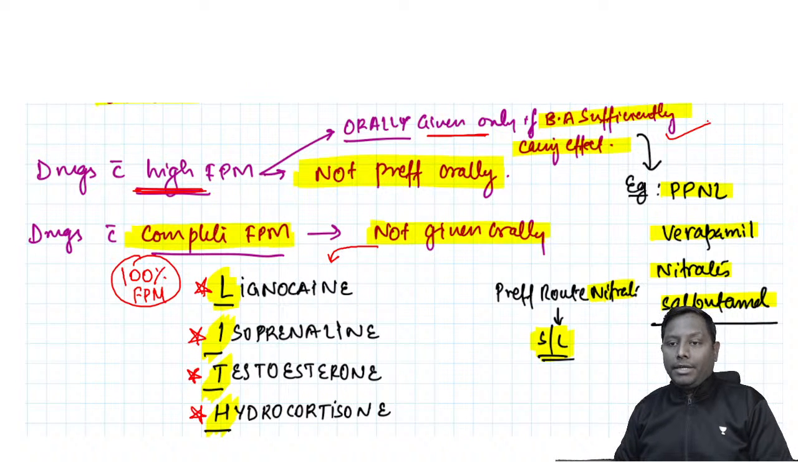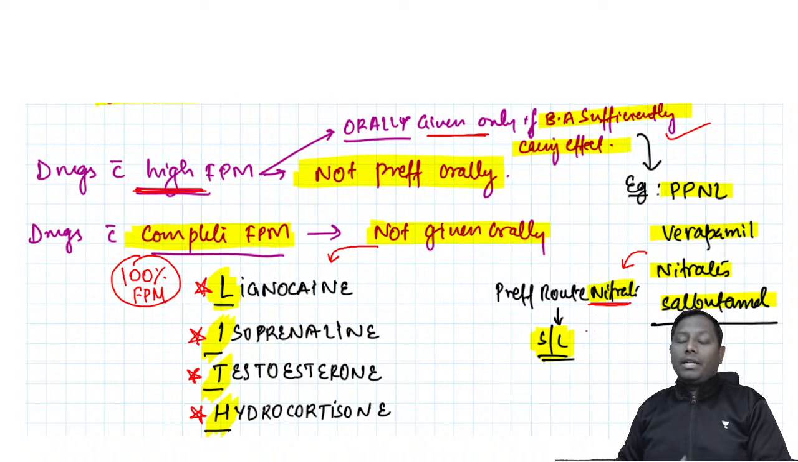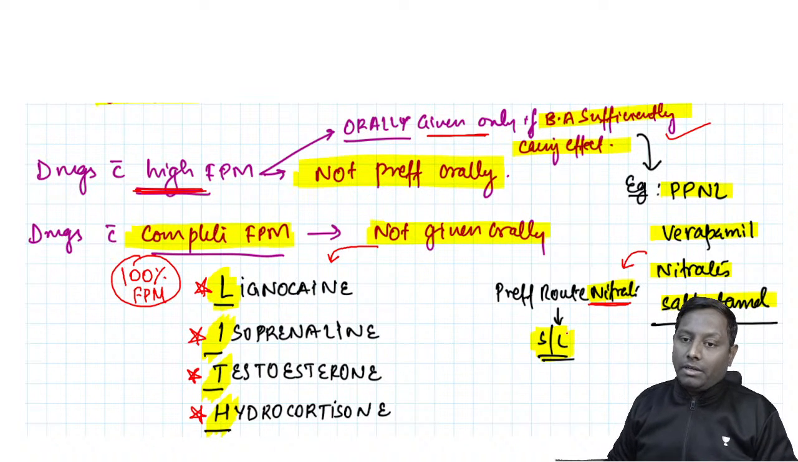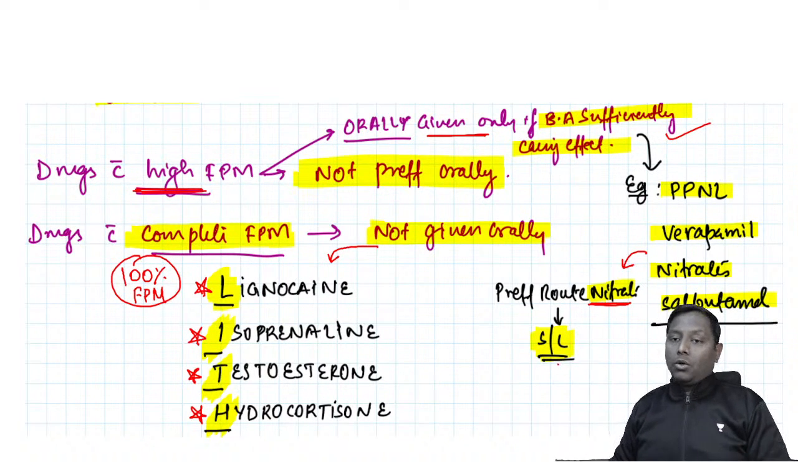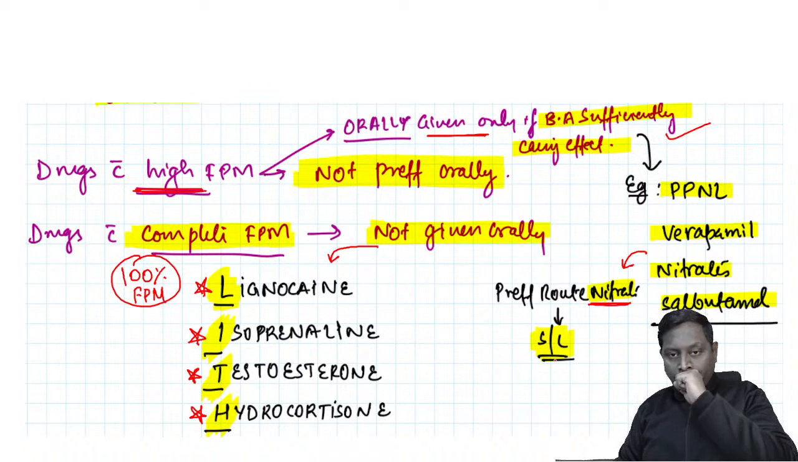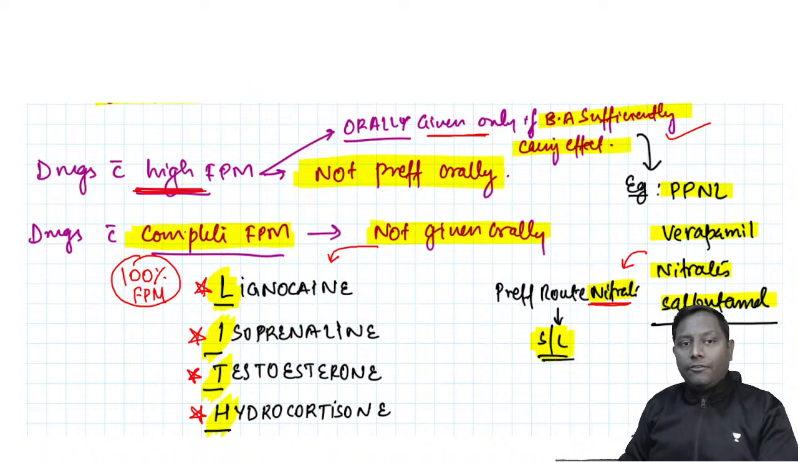Propranolol, verapamil, nitrates, salbutamol, these are examples of drugs that also have high first pass metabolism but are still given orally. The preferred route for nitrate, as given here, will be sublingual, but nitrates can also be available by other routes as well, like transdermal patch, buccal route. Oral nitrates are also available. Okay, so this is one thing, high first pass metabolism.